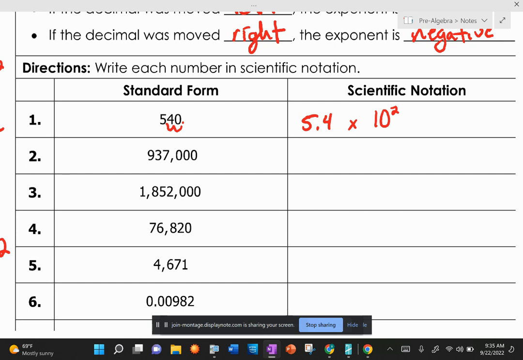If you moved it over 3 times, is that what you're asking? On number 1, then it would end up being 0.54 times 10 to the third, however many times you moved it. Okay, stay with me, please. No, you're good. I was just making sure we're all right.